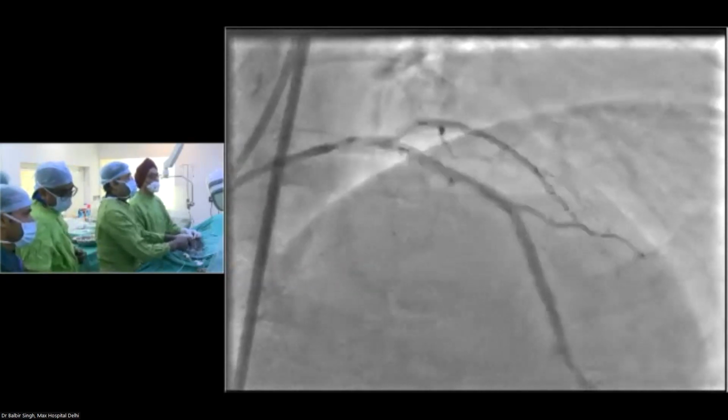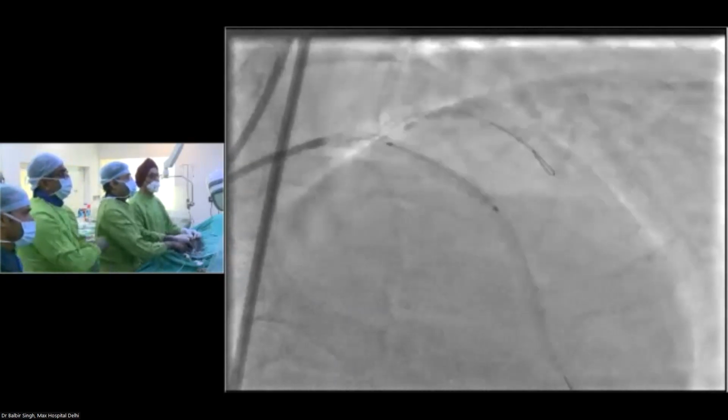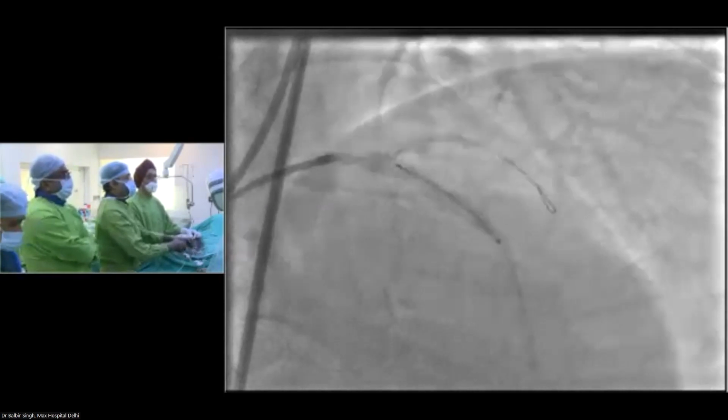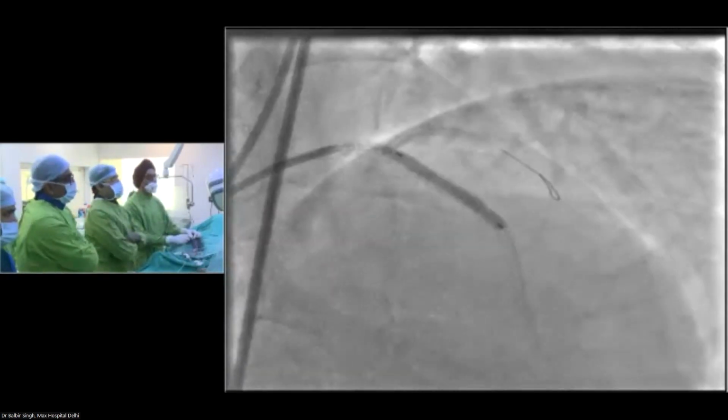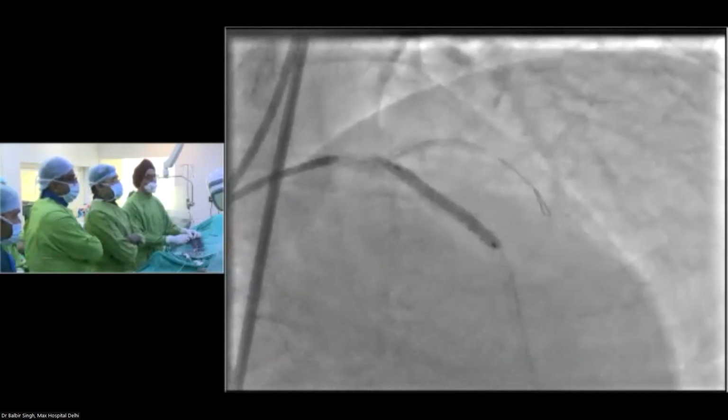So we have covered the two stents. Go 12. Yeah, 12. Down. 3.5 balloon.